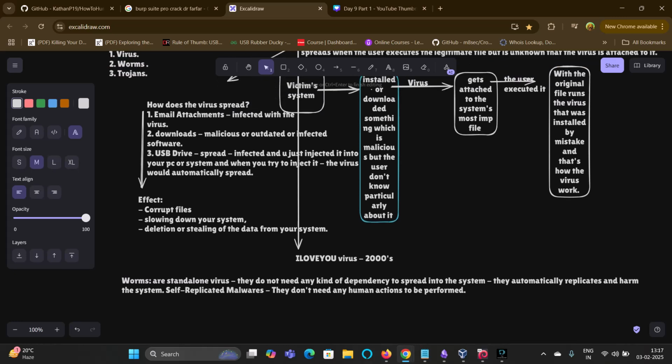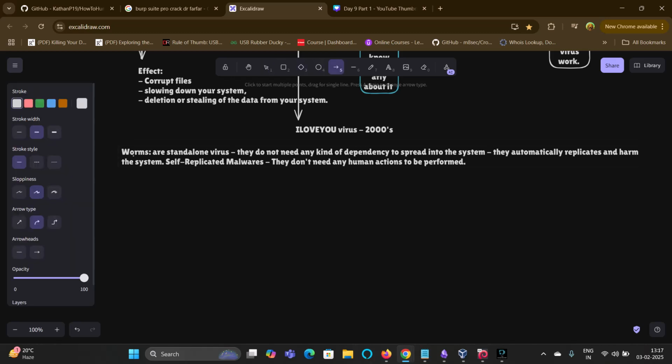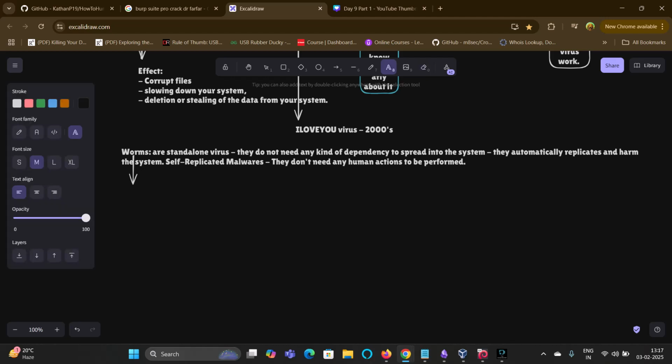Now we will discuss the spread of it. How do worms basically spread? The spread of the worms could be by exploiting vulnerabilities, or by weak network security.